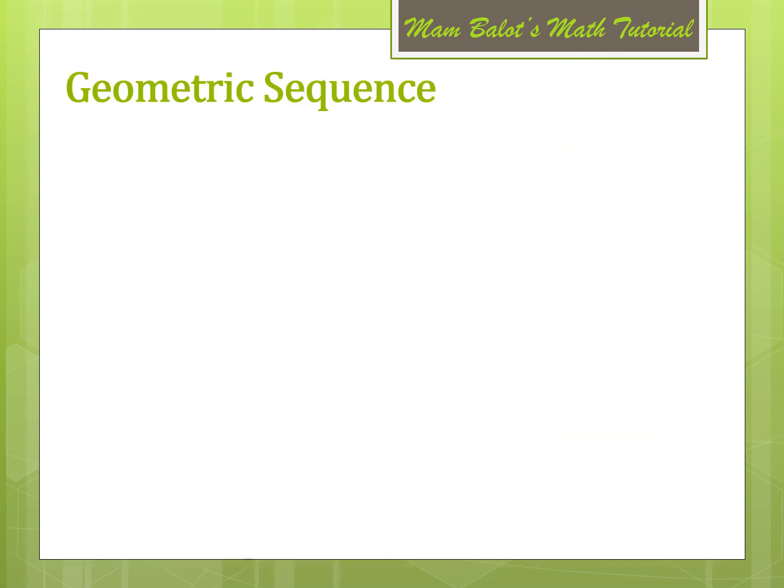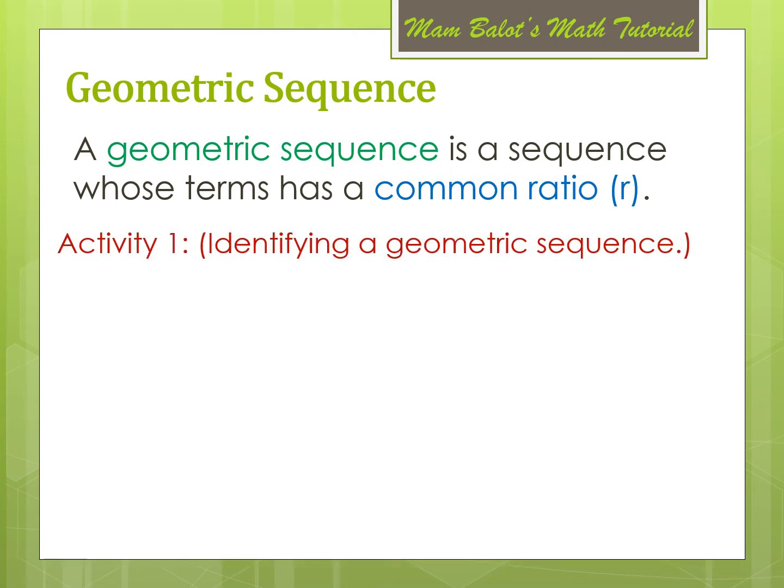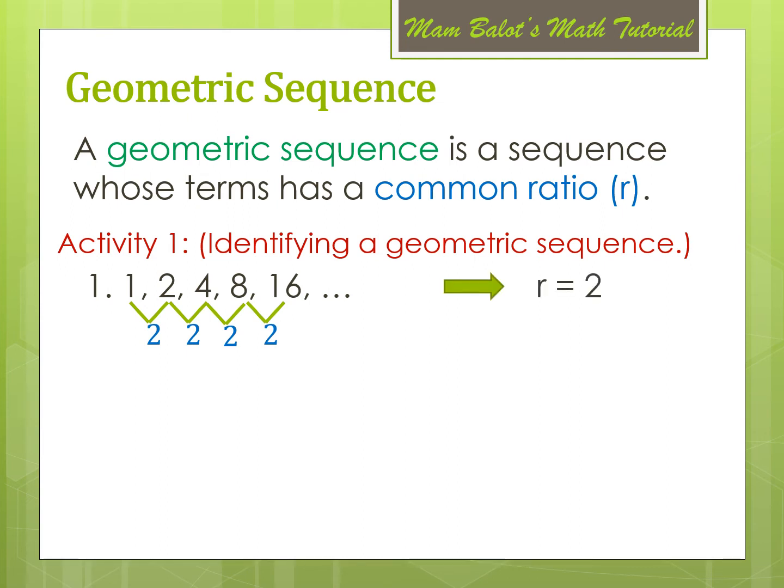Let us now define what is a geometric sequence. A geometric sequence is a sequence whose terms has a common ratio. For example, we have this activity. Identifying a geometric sequence. Number 1. We have 1, 2, 4, 8, and 16. So we will divide the terms to know if it has a common ratio. So 2 divided by 1 is 2, 4 divided by 2 is 2, 8 divided by 4 is 2, and 16 divided by 8 is 2. Therefore, this is a geometric sequence which has a common ratio of 2.